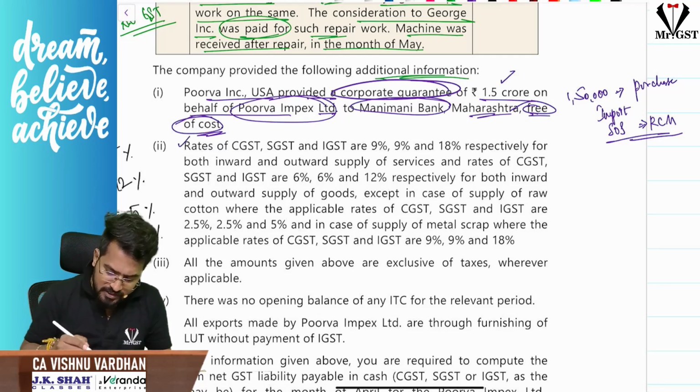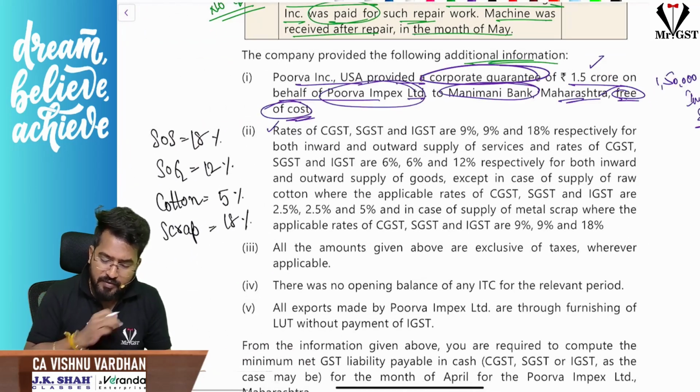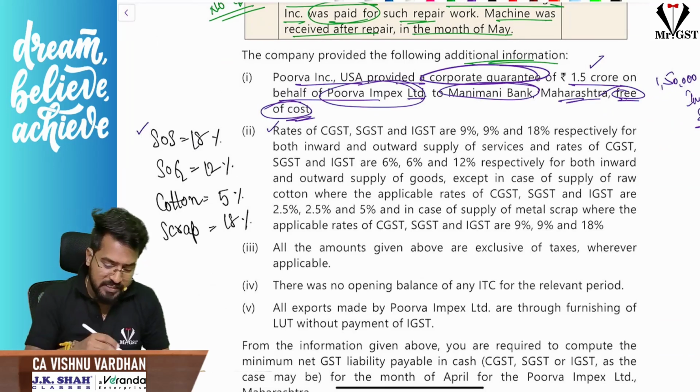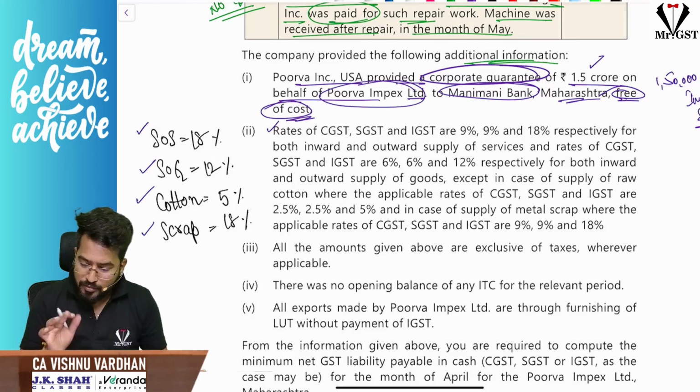Next, they have given rates. I don't think any other information is relevant here. Okay, rates, let us proceed. Rates I have simplified here for you. They are talking that supply of all services, GST rate is 18%, all goods 12%, but cotton 5%, scrap 18%. These are the rates. So accordingly, you solve the problem. That is what they are saying.